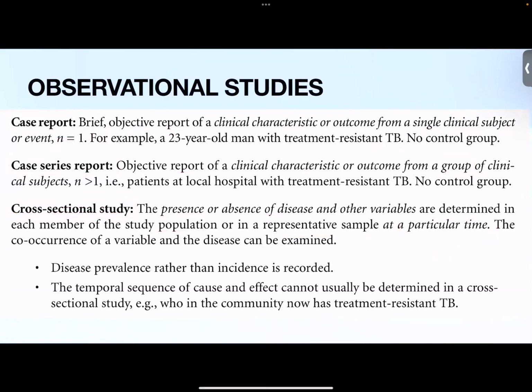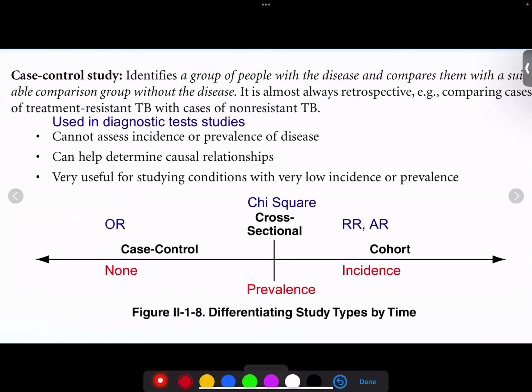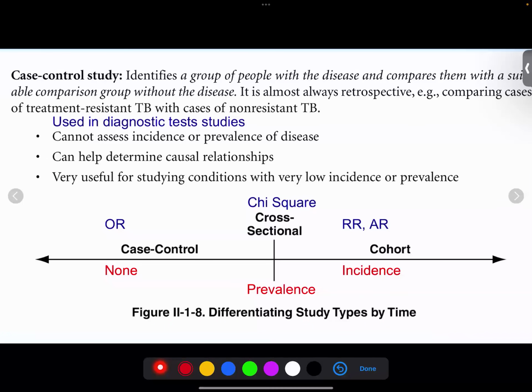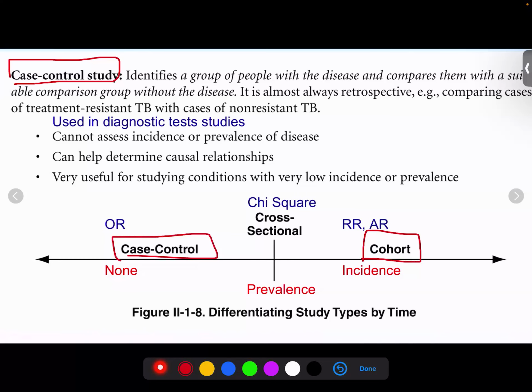So we are actually studying a cross-sectional study. Okay, so again, the two very important studies: one is the case control study and the other one is the cohort study. These two are very important. Now, case control.